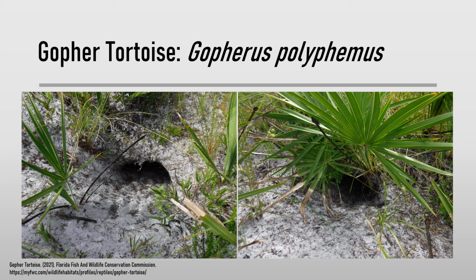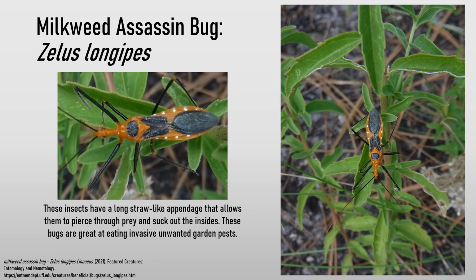Moving on to my animals for this ecosystem, first I have the gopher tortoise, or Gopherus polyphemus. Here in these photos we have the gopher tortoise burrow. Although tortoises are herbivores, they have been observed in the wild to eat the bones of dead animals as a source of calcium.